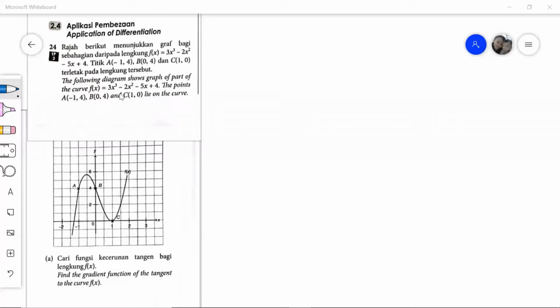Hi everyone, this is question number 24 in the subtopic 2.4, application of differentiation.